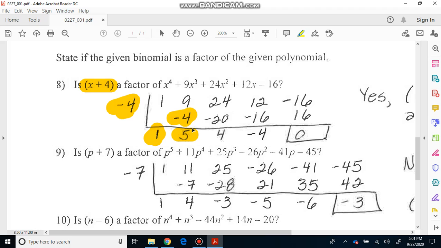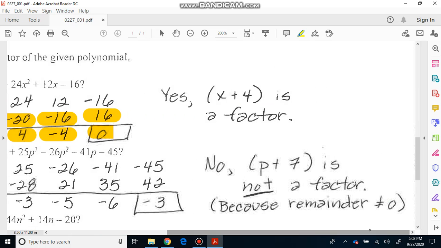Negative 4 times 5 is negative 20. 24 plus negative 20 is positive 4. Negative 4 times 4 is negative 16. 12 plus negative 16 is negative 4. And negative 4 times negative 4 is positive 16. Right? Remember, two negatives give us a positive. So negative 16 plus 16 gives us 0. And if the remainder is 0, then it's a factor. So x plus 4 is a factor because the remainder is 0.